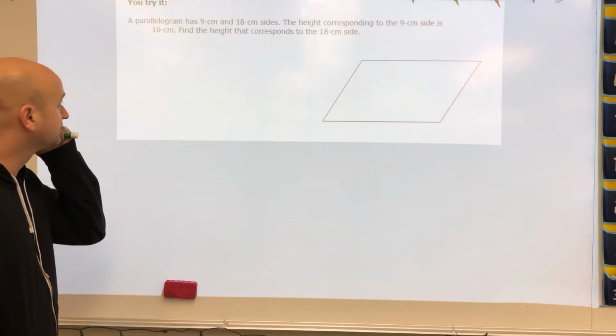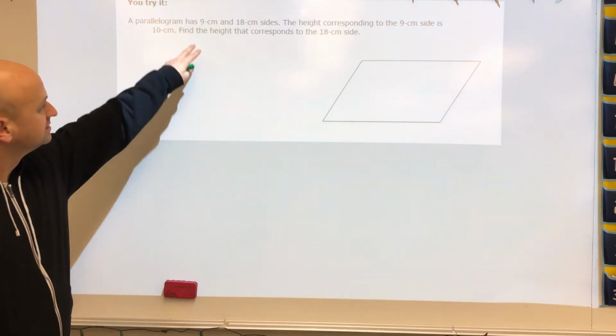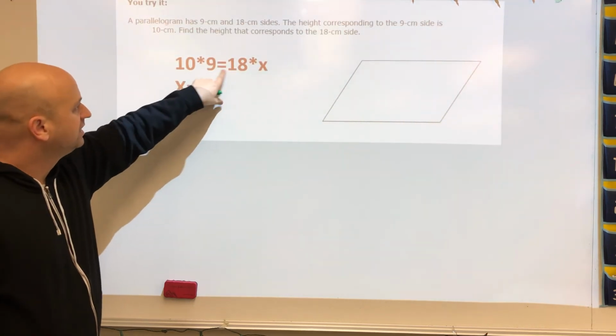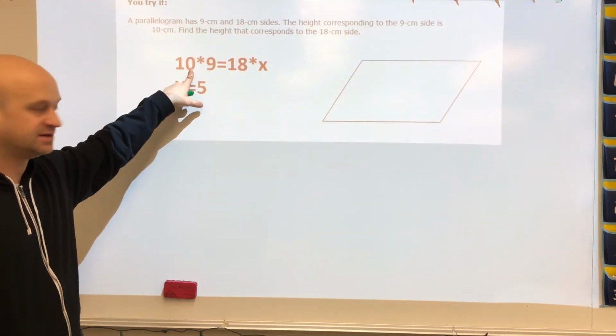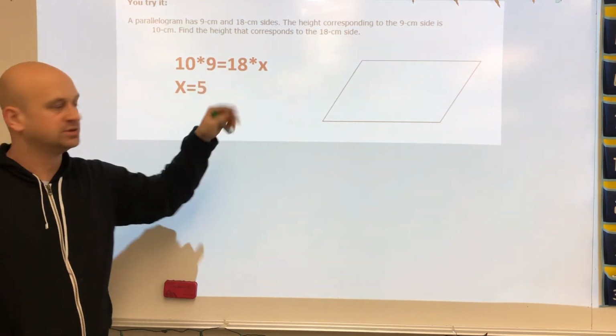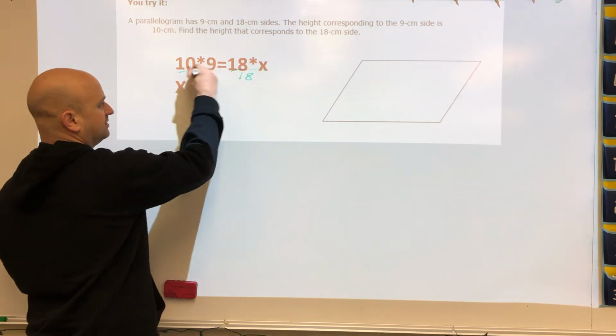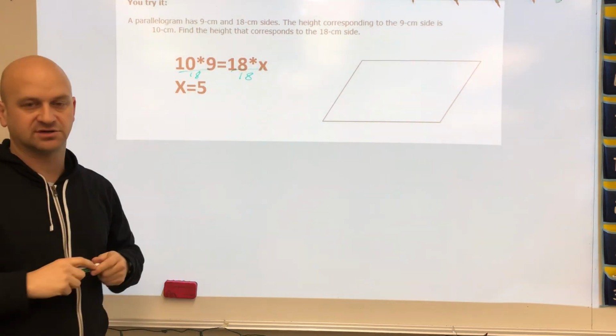Okay, so let's take another look at an example. So in this case here, we have two sides, 9 and 18, right? And the 9 side has a height of 10, and the 18 side, we don't know. And so in this example, we would divide both sides by 18 to get an x value of 5.